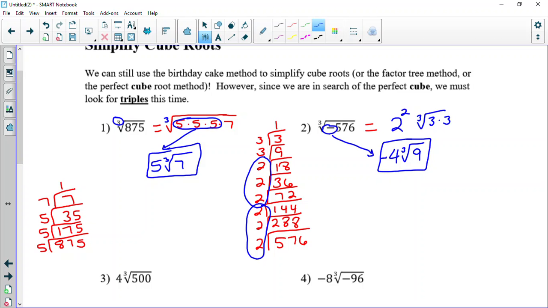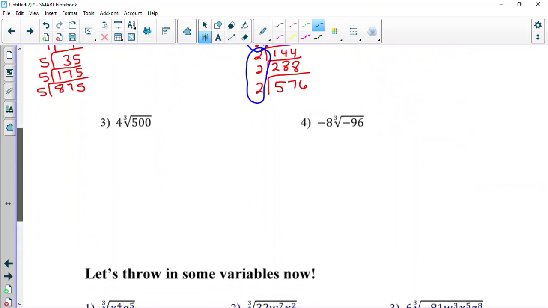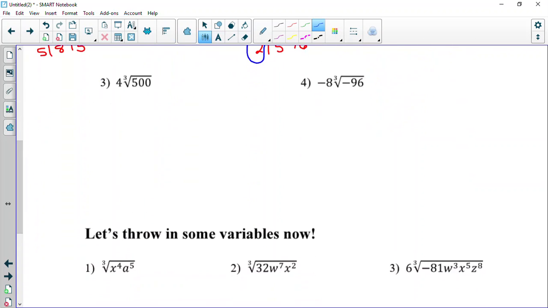All right, so now let's take a look at the next one. All right, so now we have 4. So now you have to be careful because now we're doing 4 times the cube root of 500. So we do problems like this with square roots. So let's start with our birthday cake. So I'm going to divide by 2, and I'm going to get 250. I'm going to divide by 2 again, and I'm going to get 125.